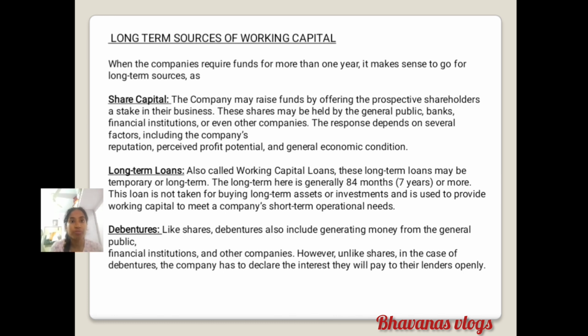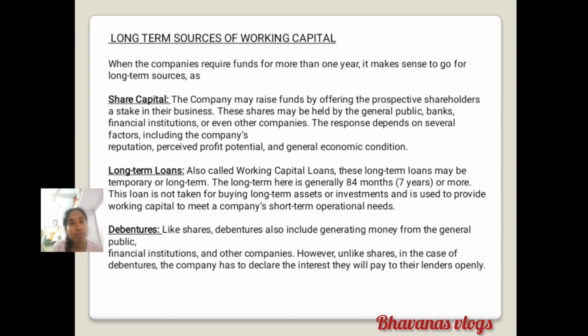Long-term loans. Also, like long-term loans, there are working capital loans. These loans may be temporary or long-term. The long term may generally be 84 months, like 7 years or more than that. The loan is not taken for buying a long-term asset or investment, and it is used to provide working capital to meet the company's short-term operational needs.